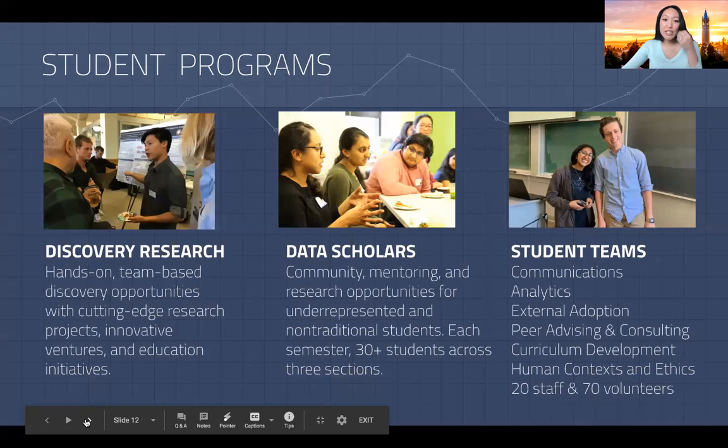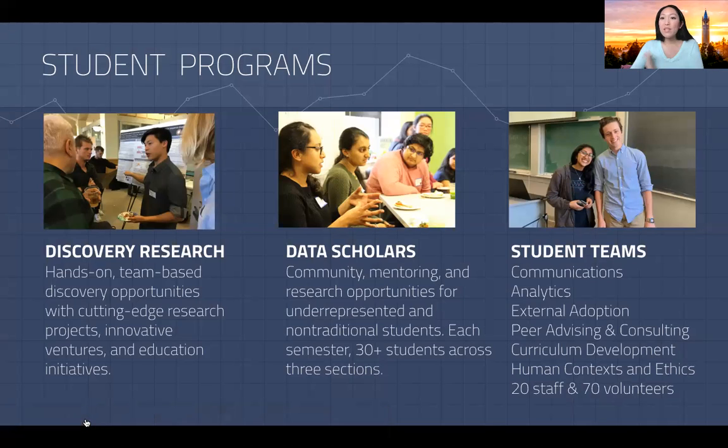And then finally, I just wanted to talk a little bit about some of the other programs that we offer as part of the data science education program. These are programs that are open to anyone. So you don't need to be a data science major or a data science minor in order to consider applying for any of these. One really important program is our Discovery Research Program.